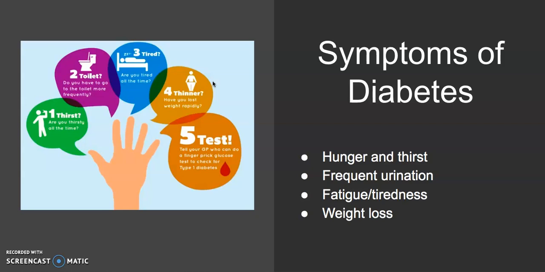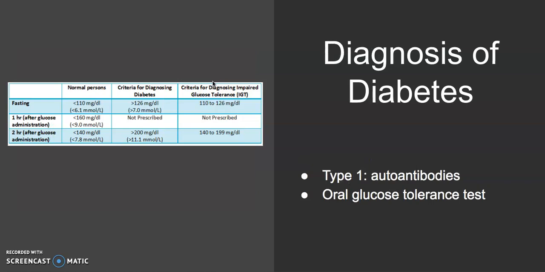Three, people might be tired because, again, they're not getting energy from the food that they're eating. And if several of these are true, then a doctor might test for diabetes. What do we mean when we say test for diabetes? There are 2 types of tests. If we're talking about type 1, then we can directly test for autoantibodies. So we can directly test those antibodies that are attacking the beta cells in the pancreas.